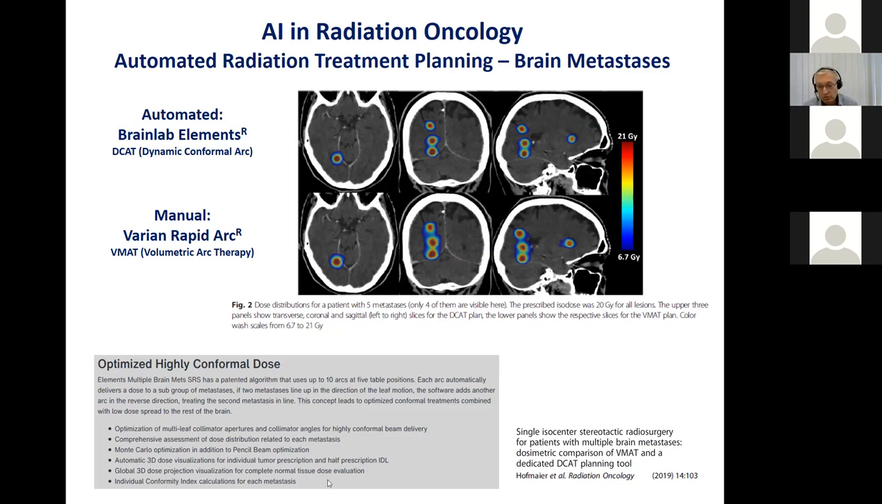It treats all the brain metastases from one single isocenter. This is a little bit of a radiotherapy technique, but it means that you don't have to reposition the patient during this procedure, which you normally have to do, to put each of the metastases into the isocenter of the linear accelerator. But you don't have to do that. And with this automated treatment planning, you can generate a plan very fast.